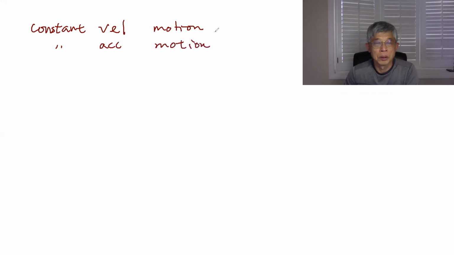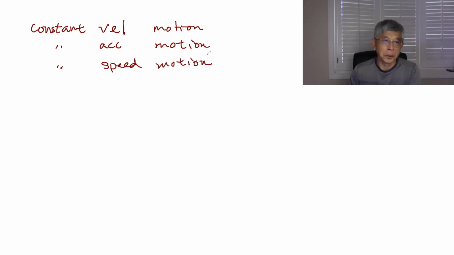Today we're going to talk about three different motions. So we have constant velocity motion, and then we have constant acceleration motion, and then we have constant speed motion. Okay. So constant velocity motion first.